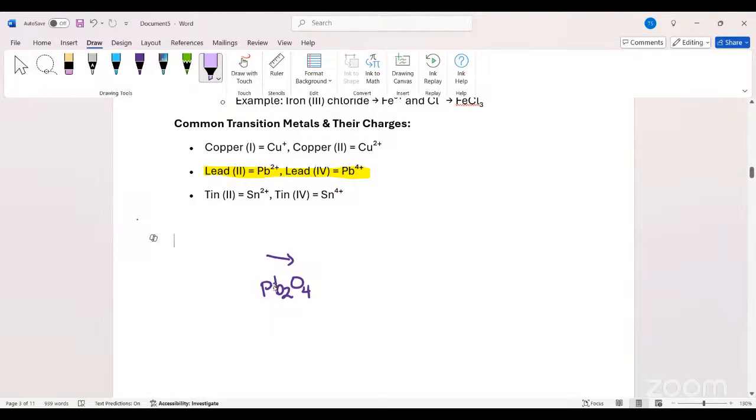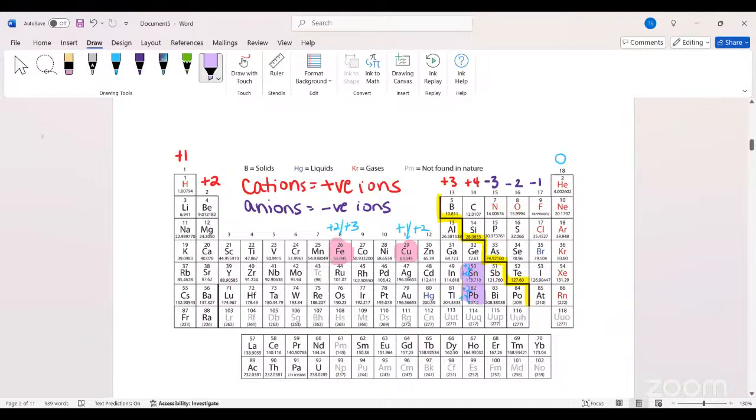You want to do it again? Okay, let's do that one again. It was lead 2 sulfide. And here's sulfur so you can see. So I'm gonna highlight them for you. So here is lead, but they told you lead 2. Here's sulfur, which has a -2 charge.